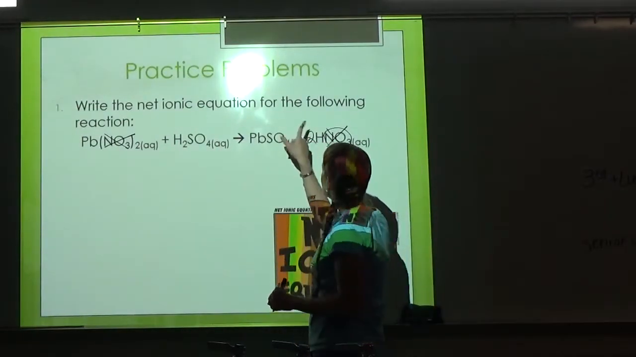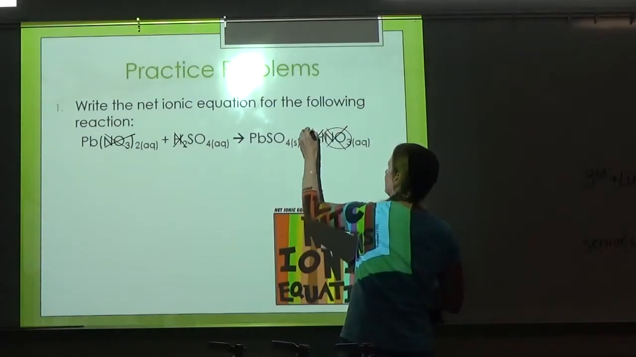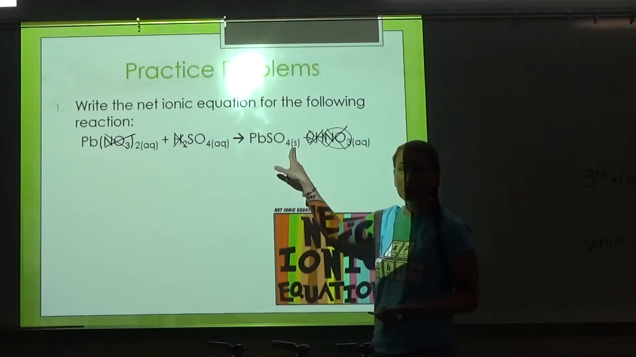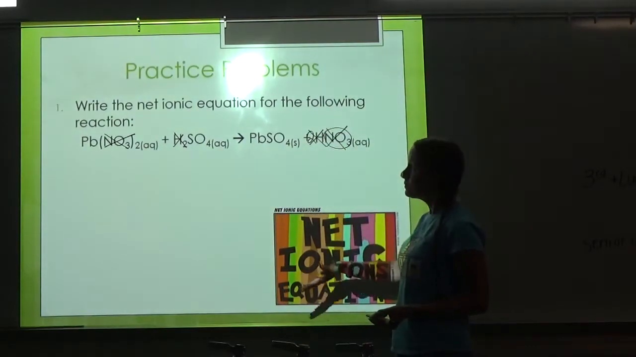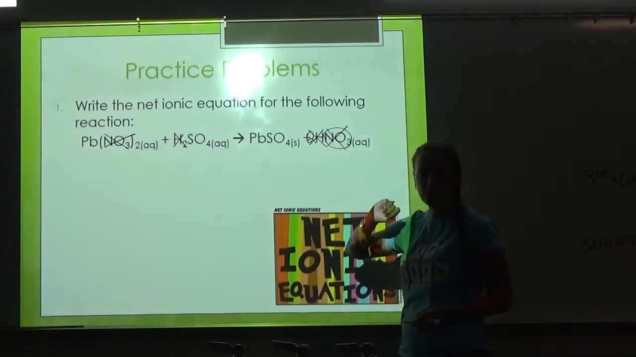Hydrogen was aqueous. Hydrogen is still aqueous. So I don't care about hydrogen. And sulfate was aqueous, but now it has formed a precipitate. So all I need to pull down is the lead, the sulfate, and the lead 2 sulfate.